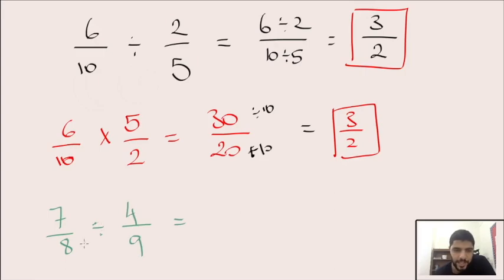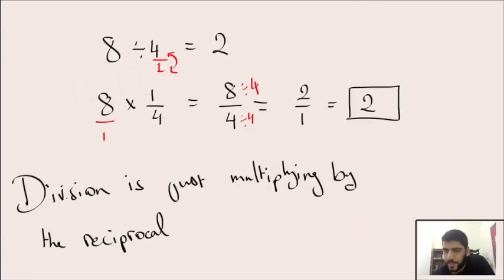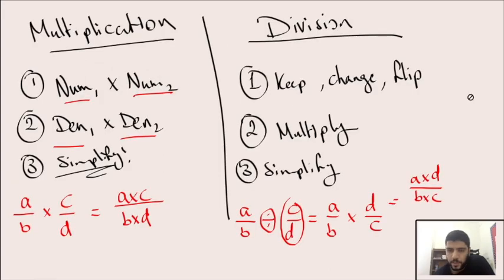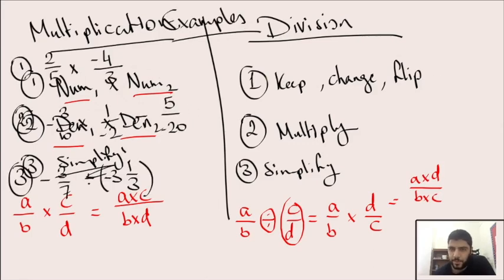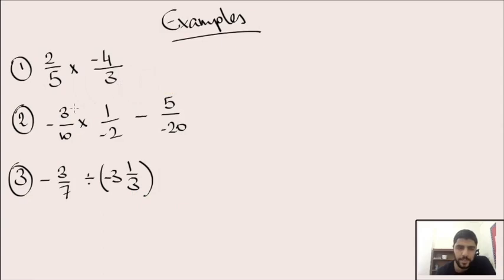You've got a decimal, and 8 divided by 9, same thing. So it's much easier to follow the rule of the reciprocal and just keep, change, flip, and find your answer. Okay, so let's go back to this. These are the rules we follow for division and multiplication. And let's do some examples to cement this.